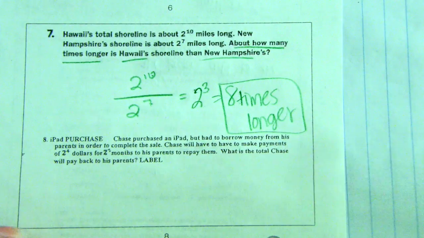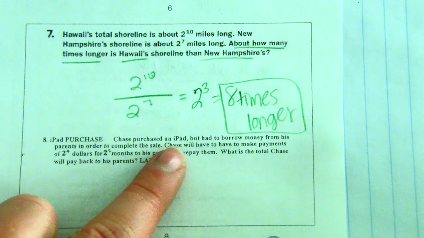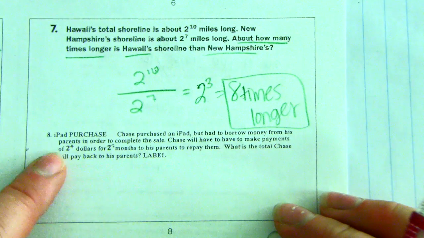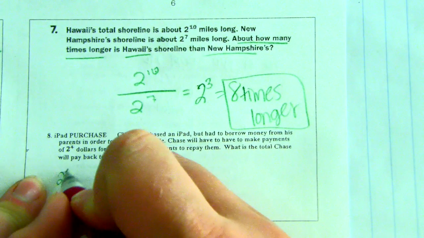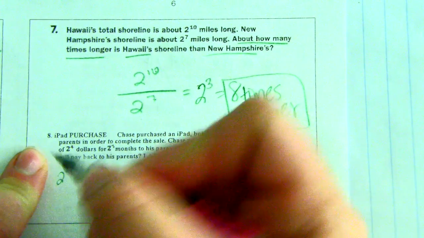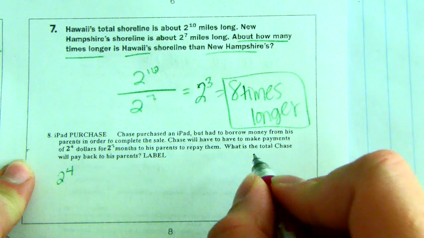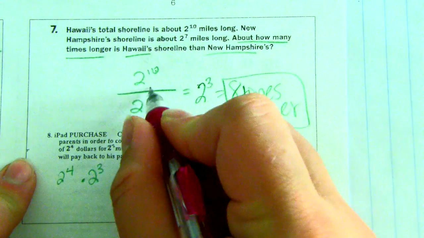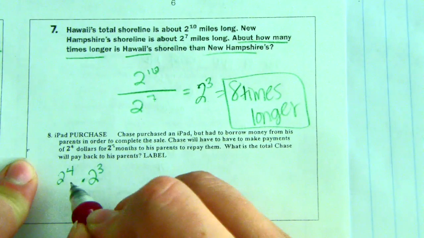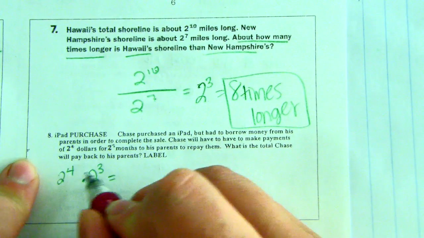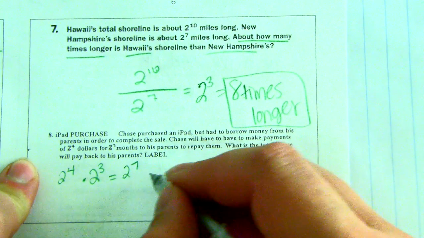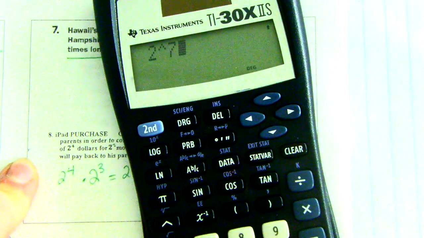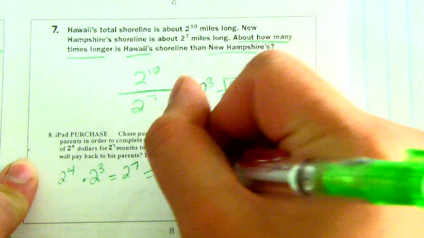A lot more shore. Chase purchased an iPad but had to borrow money from his parents in order to complete the sale. Chase will have to make payments of 2 to the 4th, let's say that's 2 to the 3rd months to his parents to repay them. What is the total that he'll have to pay? So that's going to be a multiplication problem. Here we divided, so we were subtracting. Here we're multiplying same bases, so we're going to add them. 2 to the 4th times 2 to the 3rd is 2 to the 7th, which is 128 months.